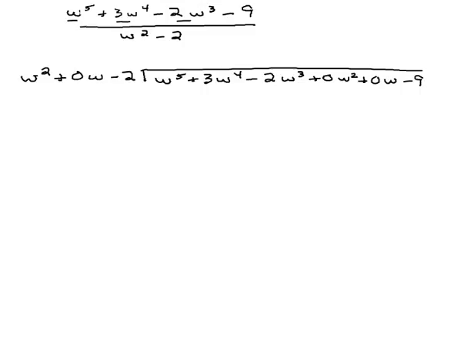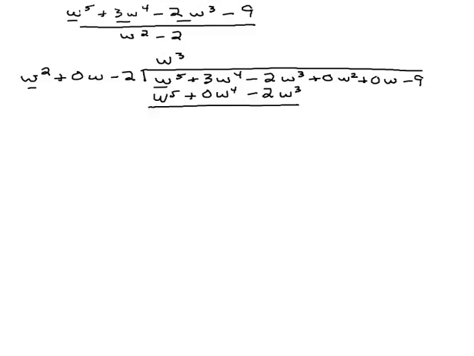Now, it's the exact same process again. We ask, what do I have to multiply w squared by to get w to the fifth power? The answer is w cubed. So we multiply w cubed times w squared. We get w to the fifth power, which is what we wanted. Then we multiply w cubed times 0w. That's 0w to the fourth. It's basically a placeholder. And then w cubed times negative 2 is negative 2w cubed.